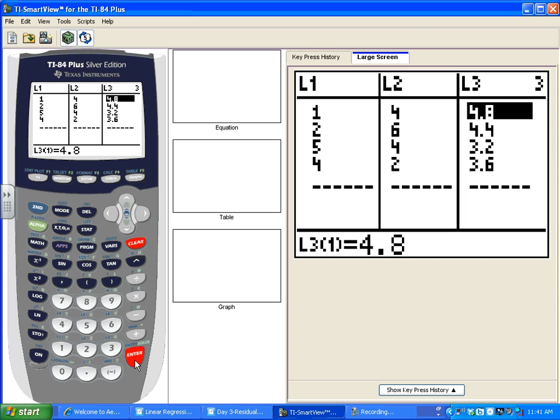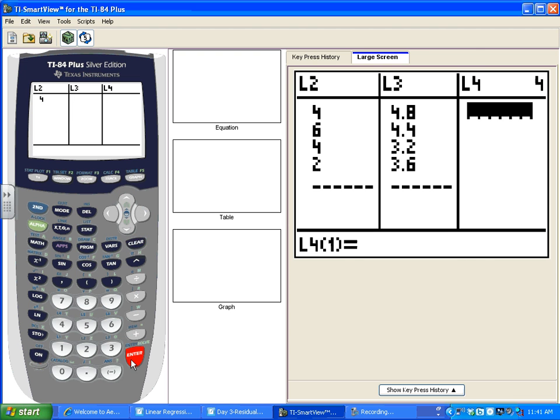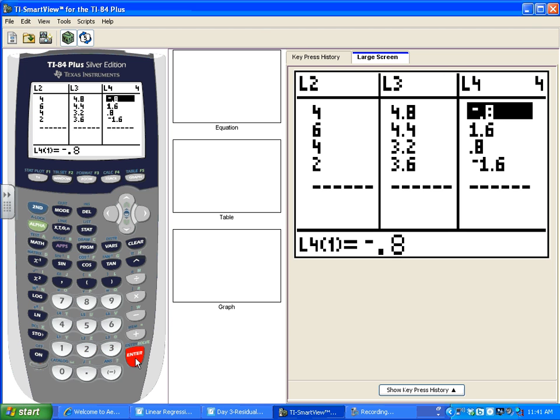Okay. So if I want to get my residuals, isn't a residual actual data minus predicted data? Do we agree with that? So can I tell list 4 to equal actual minus predicted? Sure. That's just going to be list 2 minus list 3. Now I have our residuals there.